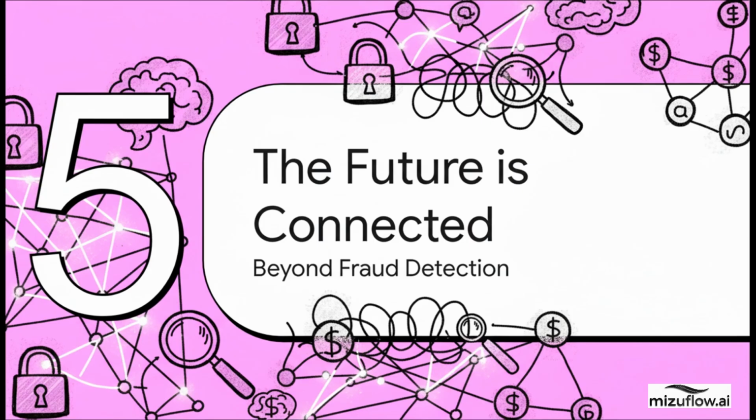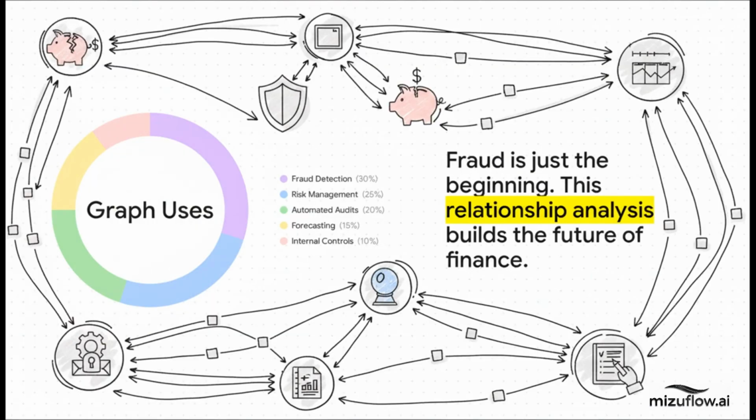Which brings us to our final section. The future is connected. Fraud is just the first, most obvious application. It's a huge piece of the pie for sure. But look at this. The exact same way of thinking, of analyzing relationships, is going to revolutionize risk management, help us build smarter forecasting models, and completely automate internal controls testing. Understanding these connections is the future of financial intelligence.